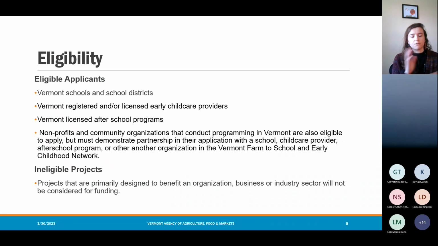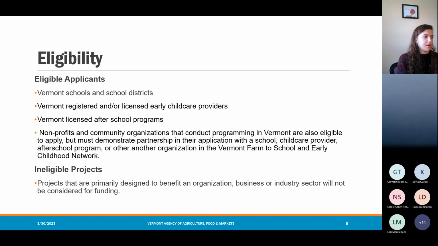So that's the overview, some context as to some of the projects that have been supported by this grant program in the past. Now we're going to get into the details of the grant program. So the eligibility criteria for this grant: eligible applicants are schools and school districts, registered and or licensed early childcare providers, licensed after-school programs, and nonprofits and community organizations.